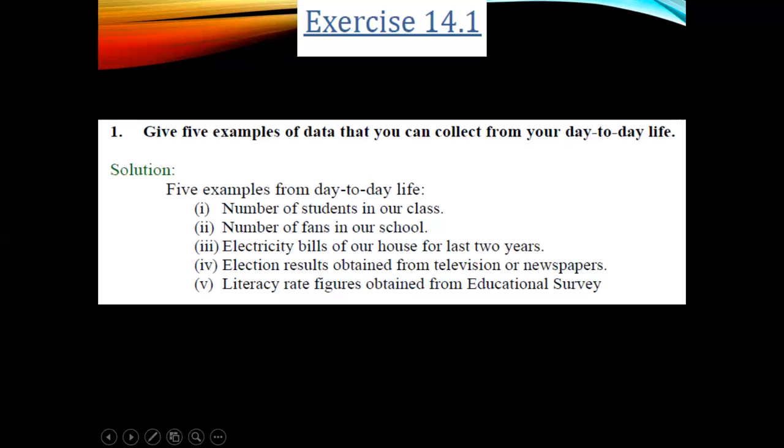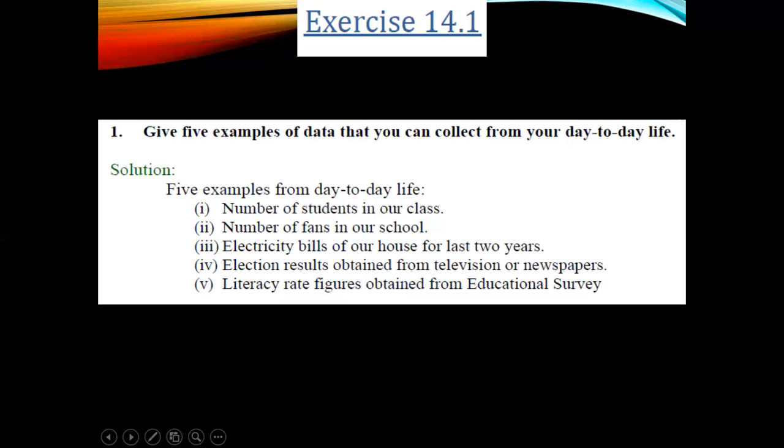Let me quote a few examples. It could be the number of students that are present in our class. That is also a data. It could be the number of fans, electric fans, that we have at our home or say in the school. It could be the electricity bill of our house for the last 2 years. That can also give you data.